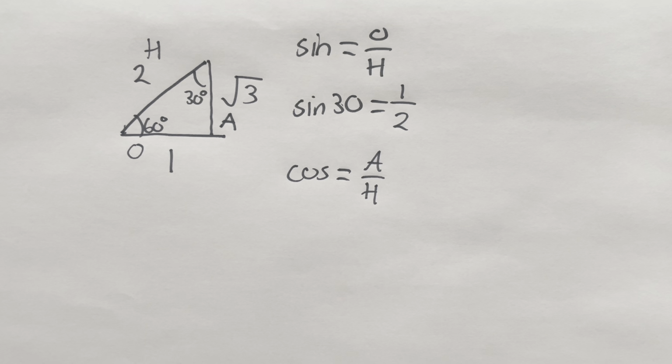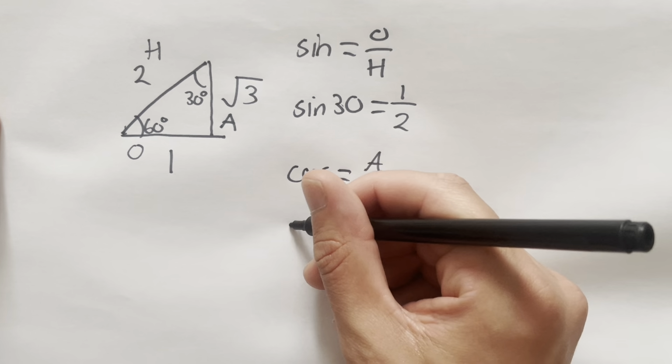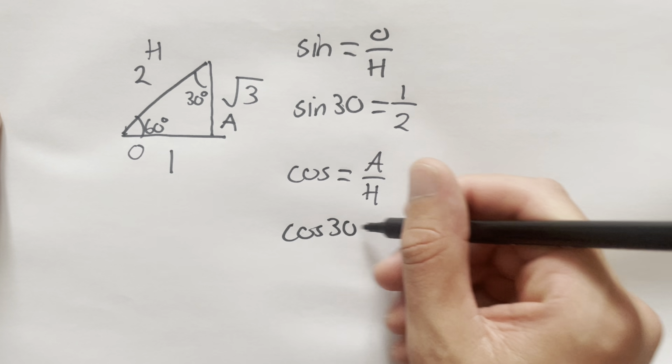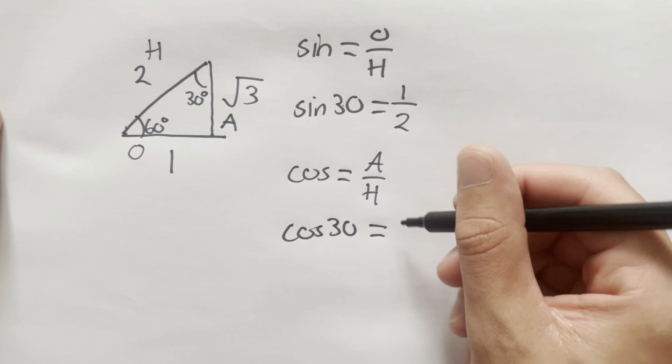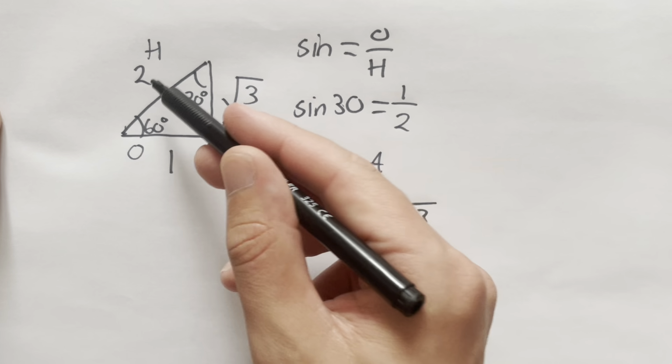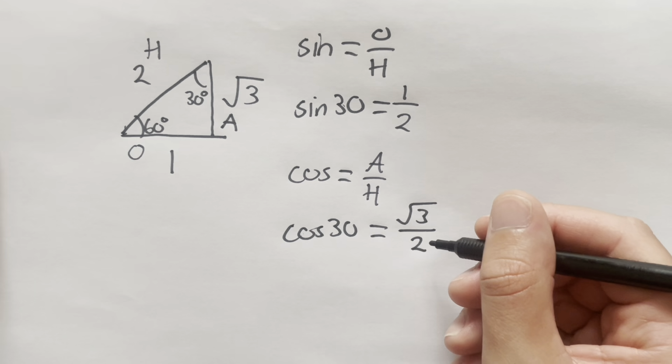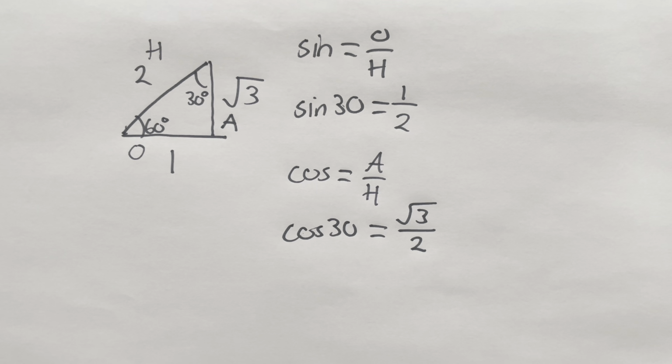Again, we can do the same thing with cos, of course, using adjacent over hypotenuse. We're finding cos of 30 degrees. Our adjacent is root 3. Our hypotenuse is 2. So we find that cos of 30 is root 3 over 2.